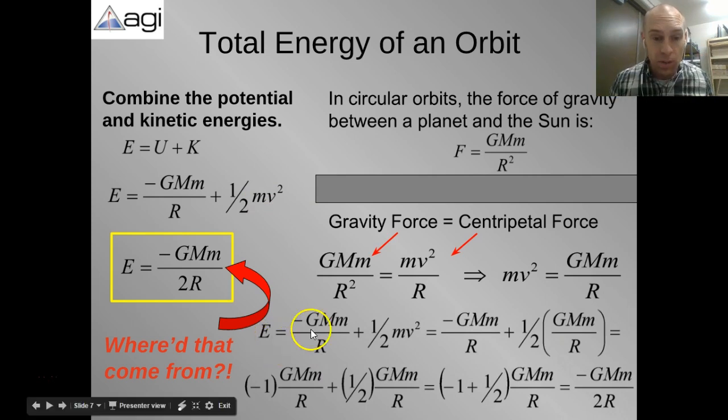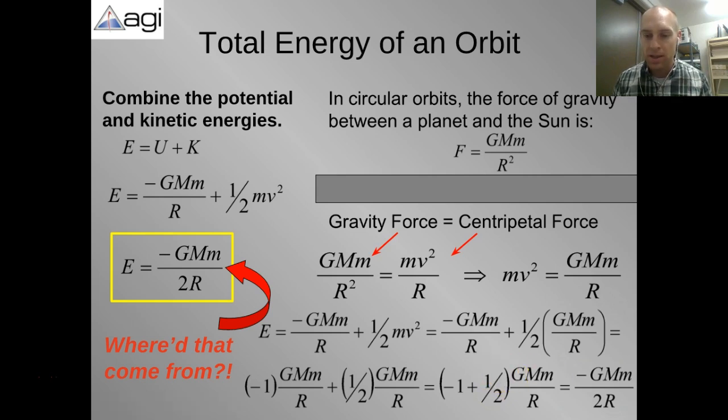So now you have E equals minus GMm over r plus 1/2 mv squared. Just look at this one piece here. That's this equation we started with. We're going to substitute in for that mv squared, this GMm over r, that piece. So now we have a minus GMm over r plus 1/2 GMm over r. Or minus 1 GMm over r plus 1/2 GMm over r. If we take a minus 1 and we add a half to it, we end up with a minus 1/2. So that minus 1/2 then becomes a minus GMm over 2r. That 1/2 just means a 2 in the denominator. So that's where we end up when we add these together.